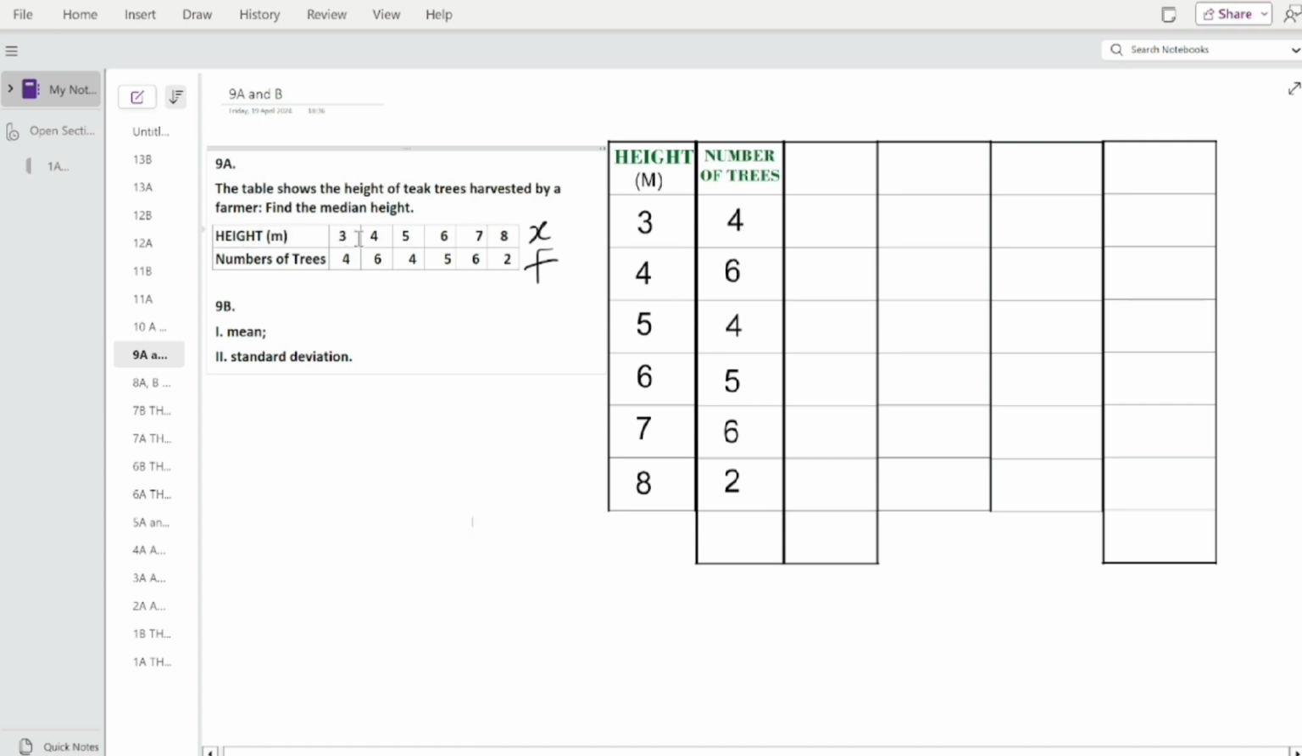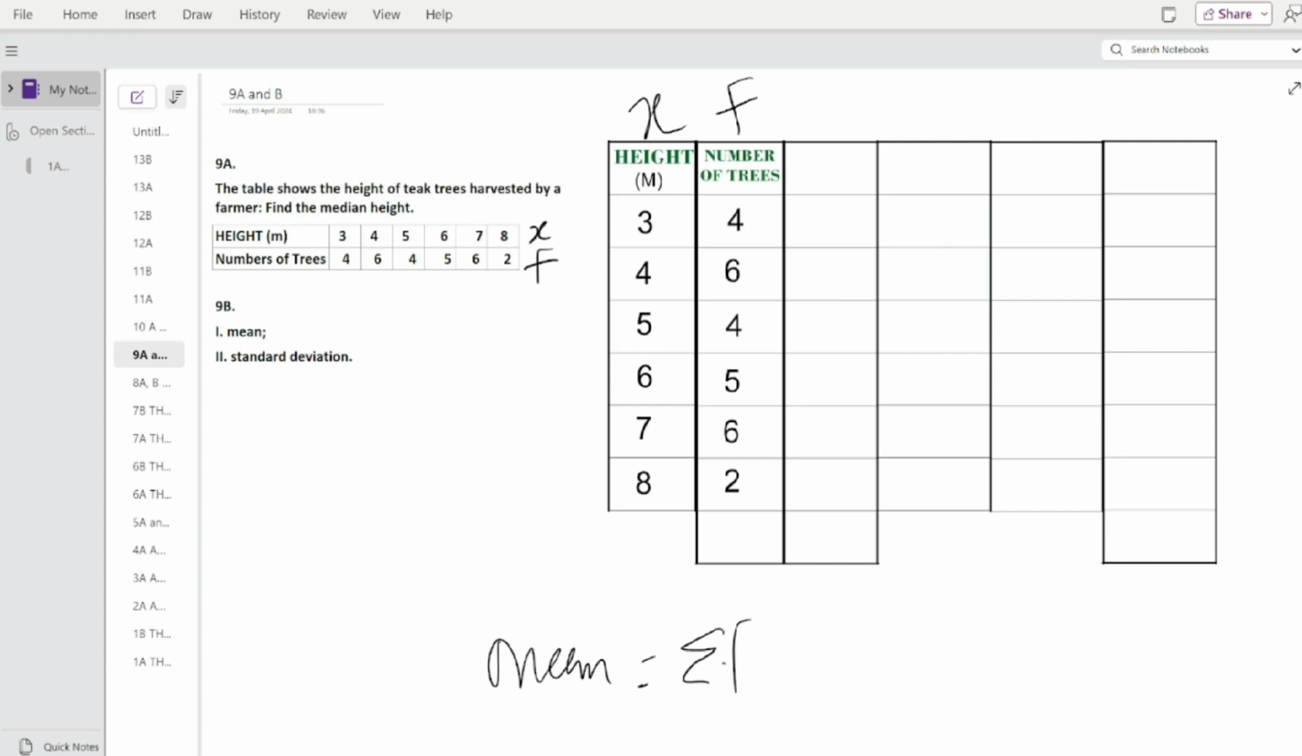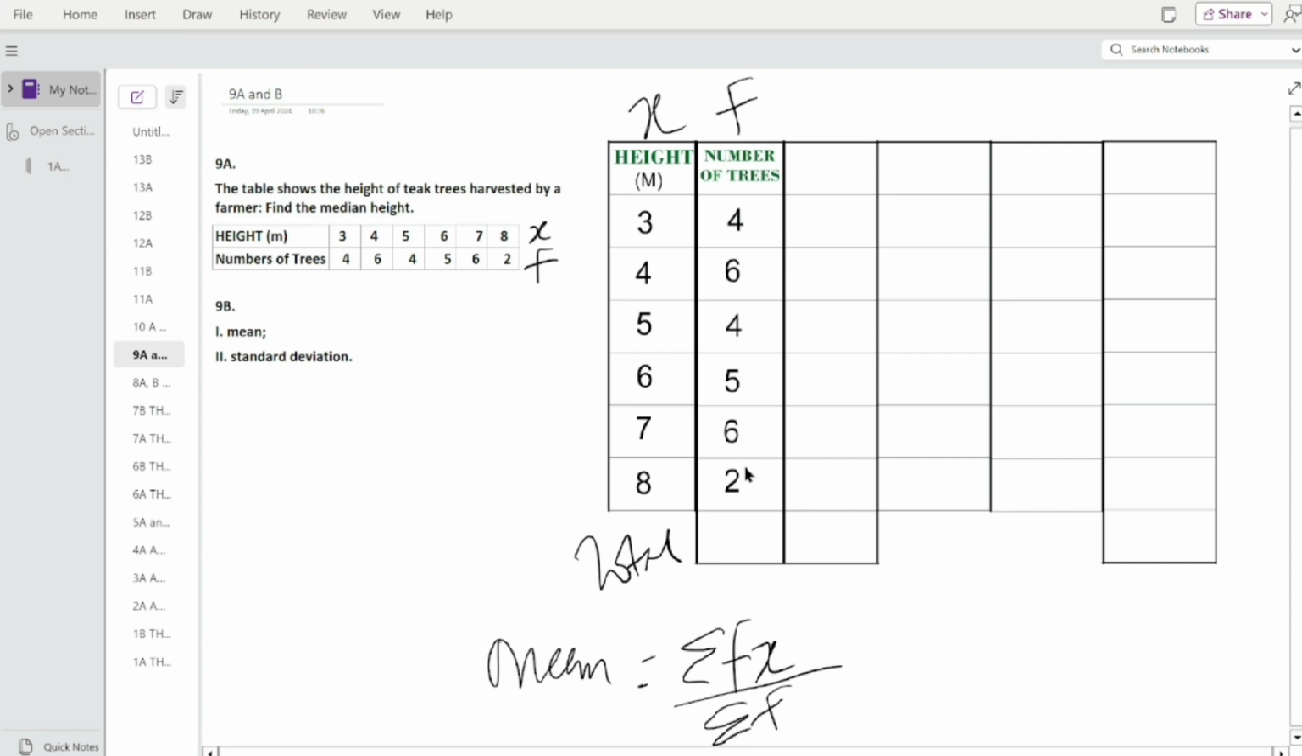Since you know our height represents our x, this is where we have our height, and the number of trees on this side represents our frequency, so we can just write x on top and f here. And for us to find the mean, formula for mean says summation fx over summation f. First, we start by adding the frequency, which is our f, to get the summation of the frequency. So our total for it, like we've done before, will be 4 plus 6 plus 4 plus 5 plus 6 plus 2 will give us 27.